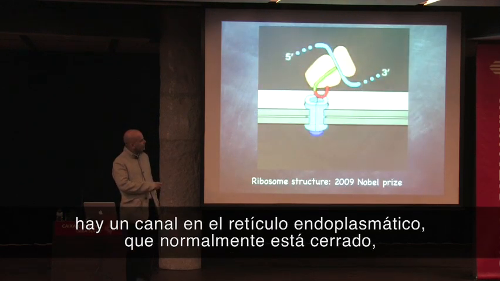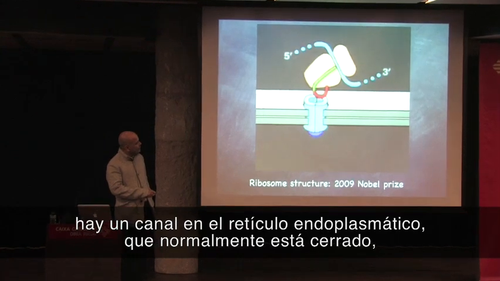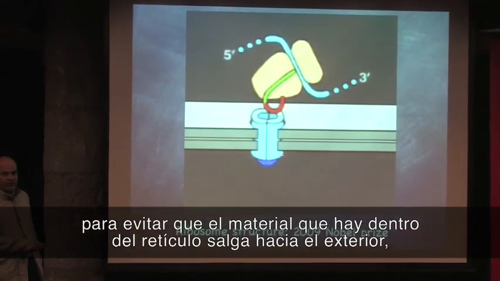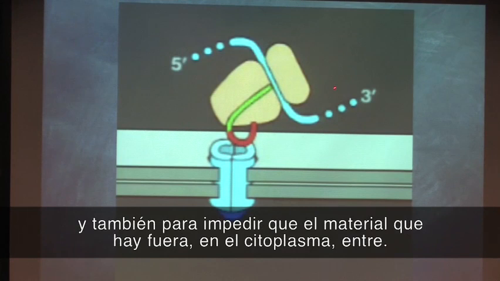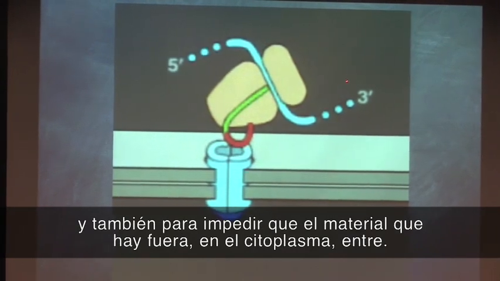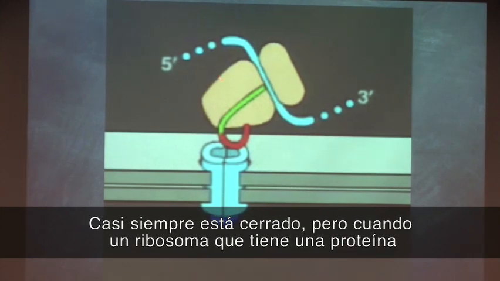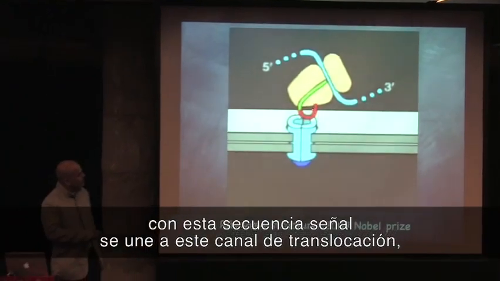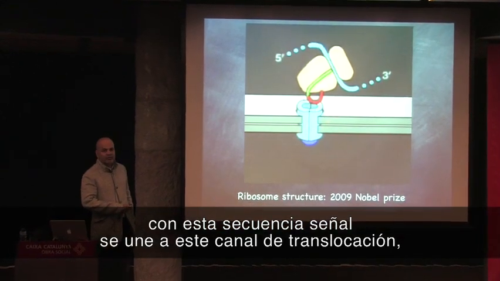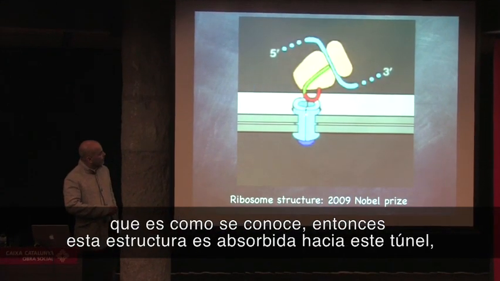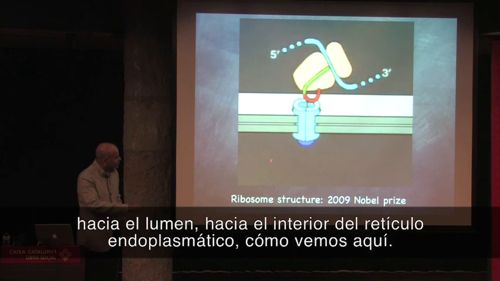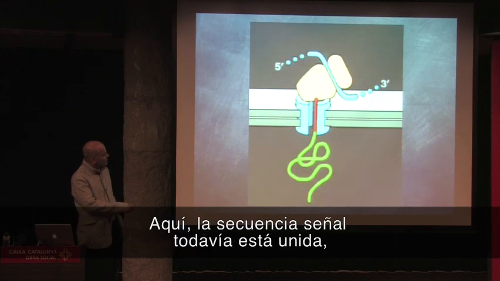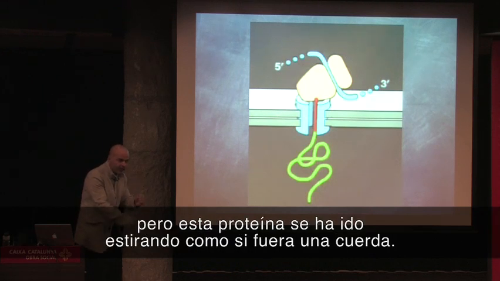There's a channel in the endoplasmic reticulum which is usually kept closed. Okay? It is kept closed to prevent the movement of material from inside of the endoplasmic reticulum to the outside, and of material from the outside, the cytoplasm, to the inside. So most of the time it's kept closed. But when a ribosome containing a protein with a signal sequence binds to this translocation channel, if you want to call it, as it is known, this structure is then pulled through this tunnel into the lumen, or the inside, of the endoplasmic reticulum, as shown here. So you see the signal sequence is still bound, and this protein is somehow being threaded in.